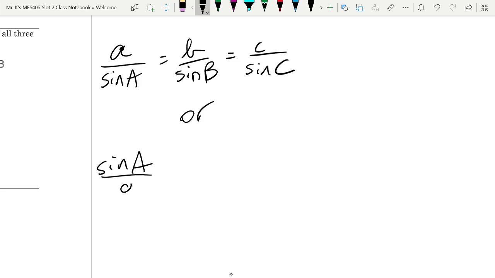And now the advantage of doing it this way is if, say, for example, I was looking for how big angle B was, well, the thing I'm looking for is now in the numerator, so it just takes one step of cross-multiplying to solve it. Okay? So, with that in mind, we have to figure out a way to do the same thing for the cosine formula.